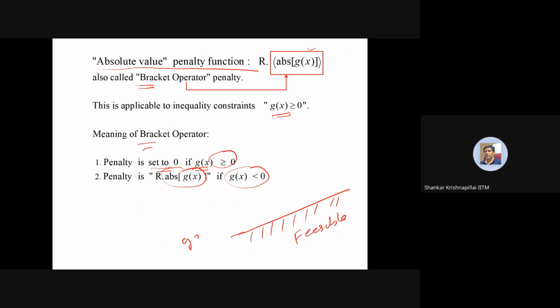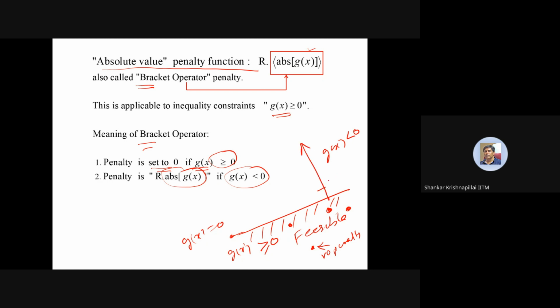So here g of x is equal to 0. Here g of x is greater than 0. And here g of x is less than 0. So as long as your xy point is anywhere inside this feasible region, no penalty is added to the objective function.